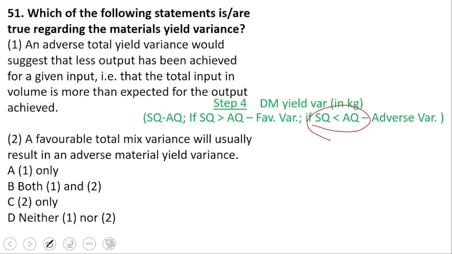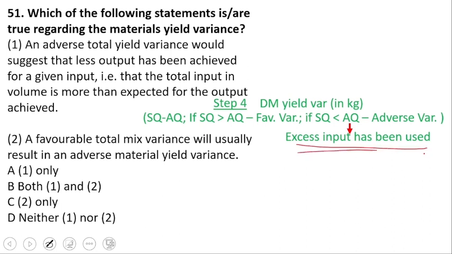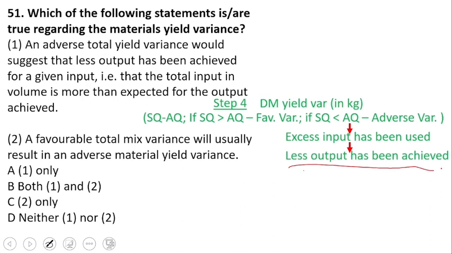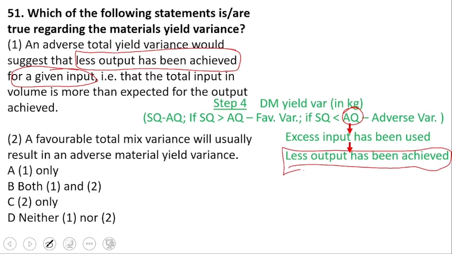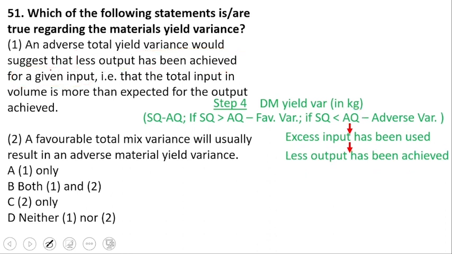Now elaborating this further, if the actual quantity exceeds the standard quantity, it simply means that excess input has been used. Or in other words, you could also say that less output has been achieved with the given input. So that is what is mentioned in the first part of the sentence. Less output has been achieved for a given input. So in short, statement 1 is right.